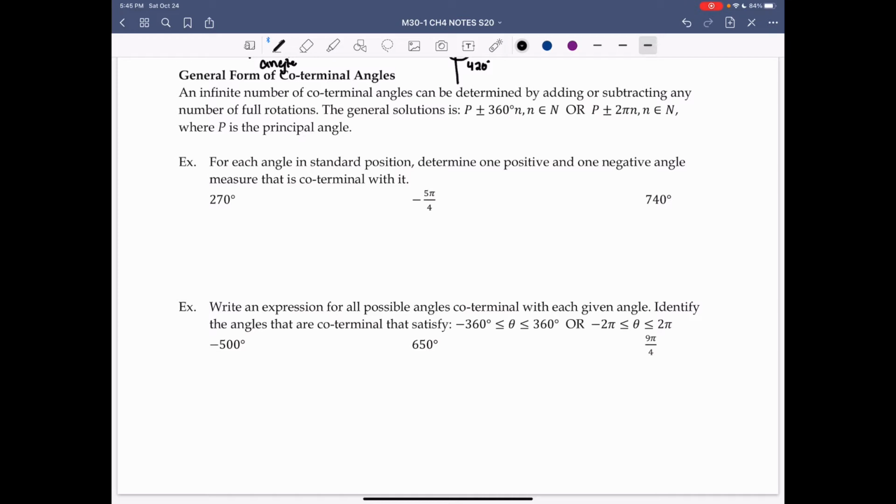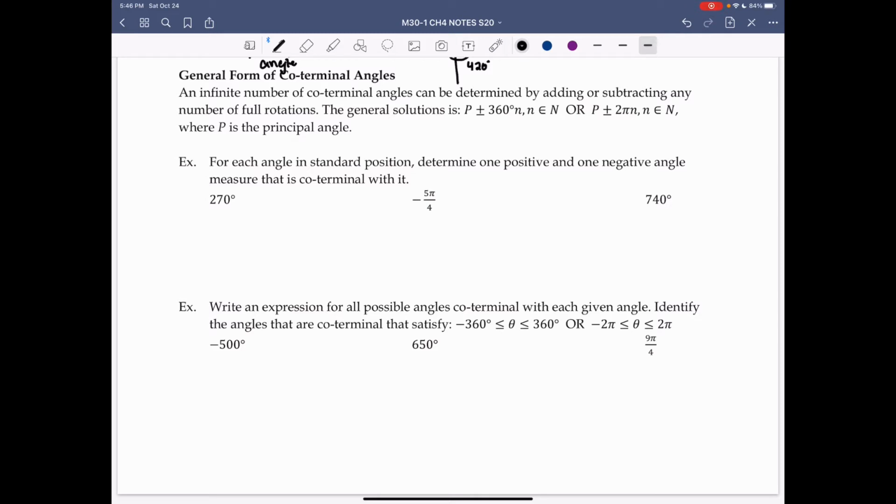The general solution is P, which is the principal angle, plus or minus 360 degrees times n, where n is an element of the natural numbers, being the counting numbers 1, 2, 3, 4, or for radians, P the principal angle plus or minus 2 pi times n, where n is an element of the natural numbers.